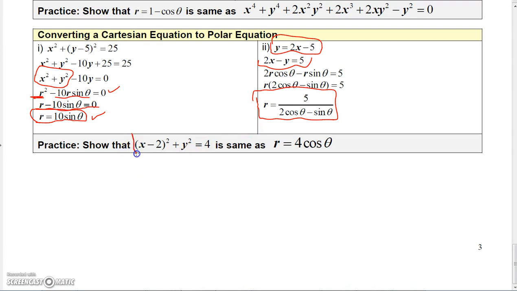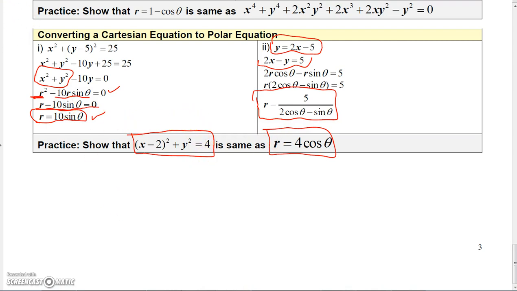Now here's a practice problem you can try: convert this Cartesian equation to polar coordinates, and you should get r equals 4 cosine theta.